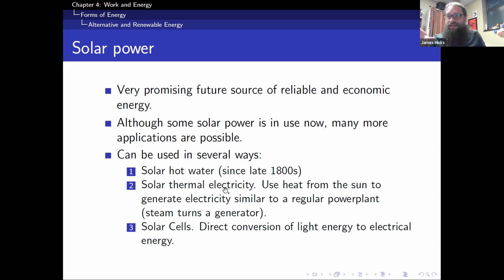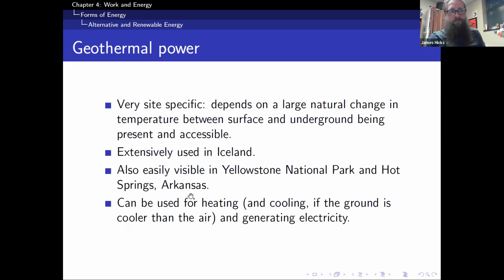So this works kind of like a coal-fired power plant in the sense that you're generating heat energy to create steam, to turn a turbine, to generate electricity. This doesn't use coal to do that, obviously. It uses solar thermal energy from the sun.